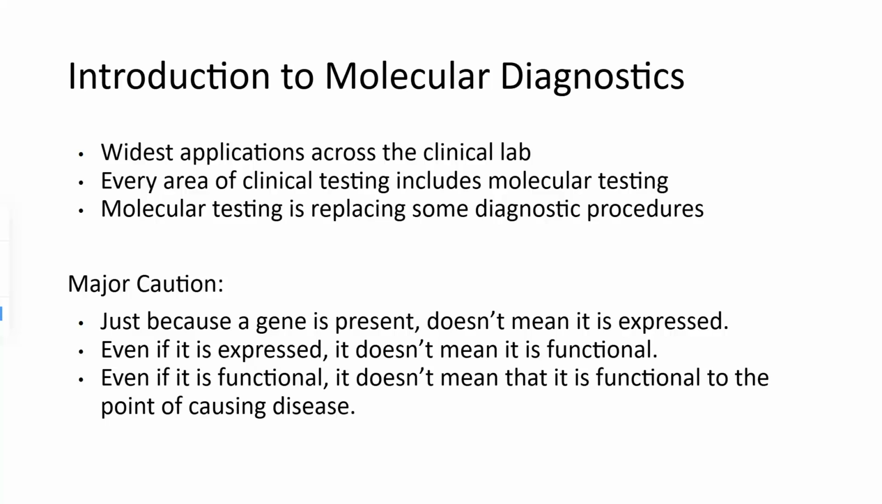Even if it's expressed, so even if it is turned into a protein, it doesn't mean that that protein actually works to be functional to cause whatever disease we're looking at. So with the cancer example, it doesn't mean that it would actually go ahead and cause cancer. Even if it is functional, it doesn't mean that it is functional to the point of causing disease. So it may cause some disruptions in cellular function, but it may not lead to the full-blown disease. So we have to be careful when we look at genes. Just because a gene is there, we can't just say, yes, this person's going to have this disease or this going on with them, because we don't know if that gene is actually expressed.